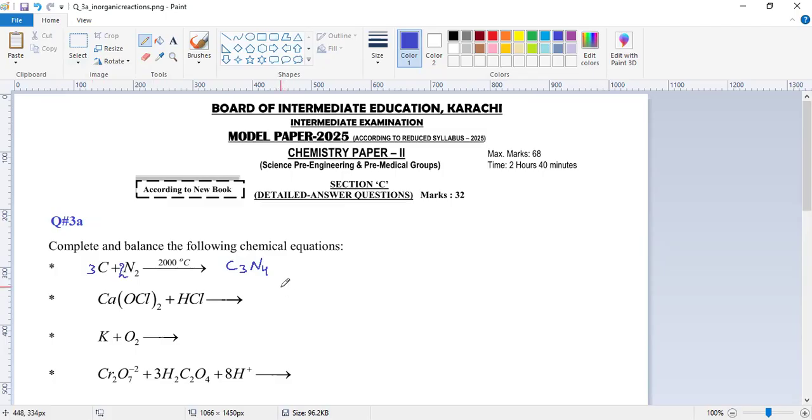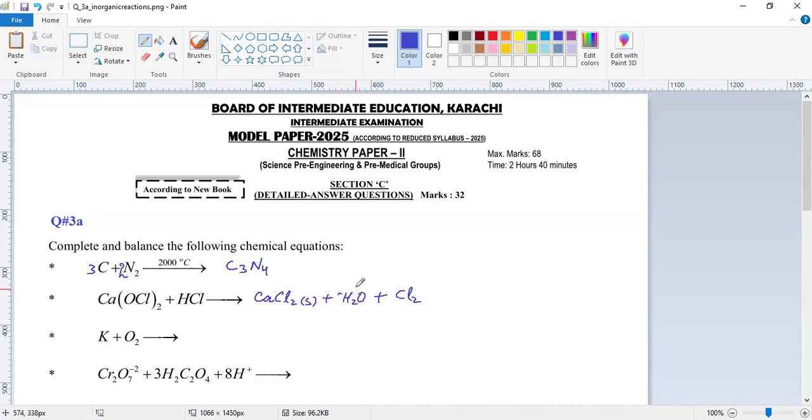And for bleaching, this is the bleaching powder. Reaction of bleaching powder with HCl, it produces calcium chloride, CaCl2, and this is solid. Not necessary to write the state symbols. And there would be water plus chlorine gas.